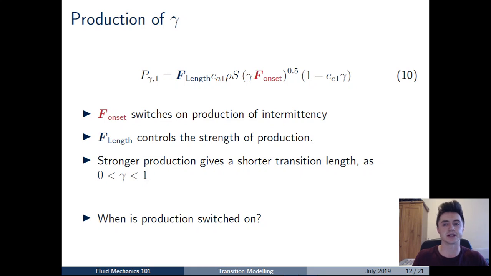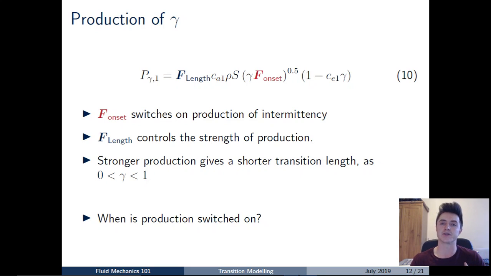And the production of intermittency takes the form you can see there in equation 10. And I've highlighted two terms for you there. There's one term F onset, and there's another term F length. And put quite simply, F onset is going to take the form of some kind of a switching function, where when we're in the laminar region, F onset is going to be 0, and then when we initially move into the transition region of the boundary layer, F onset is going to switch on, and we're going to switch on the production of intermittency. And F length controls the strength of the production.